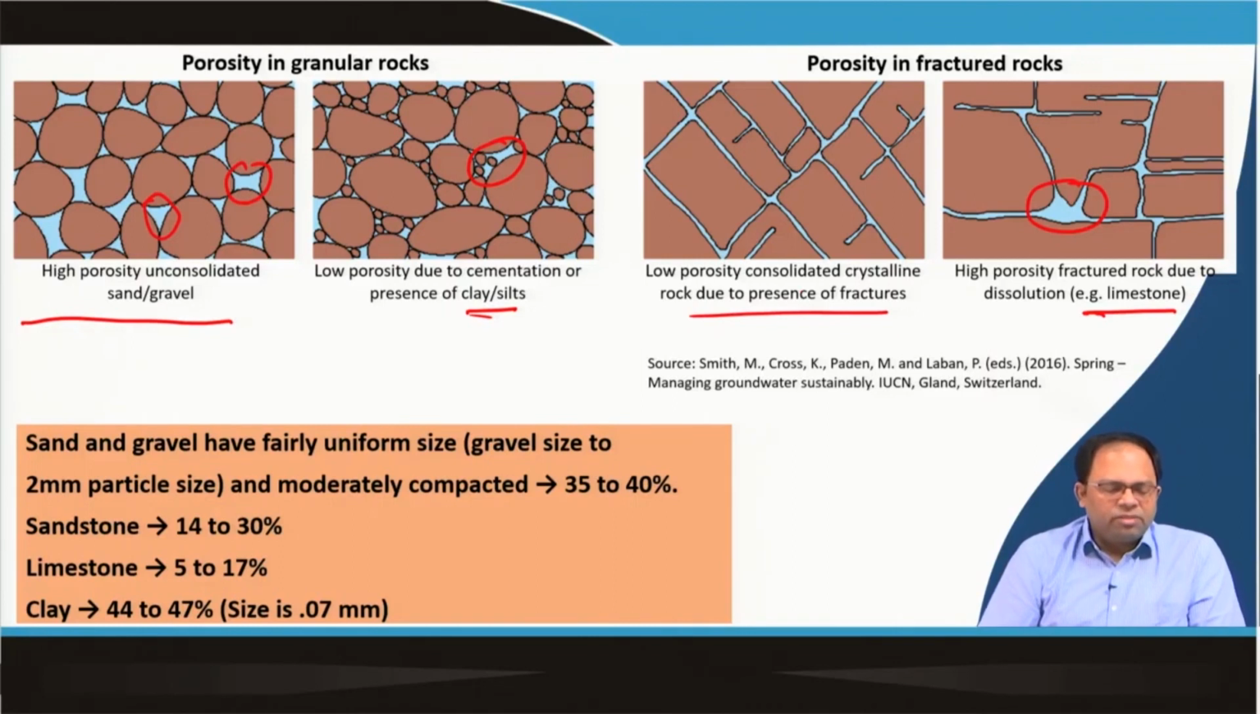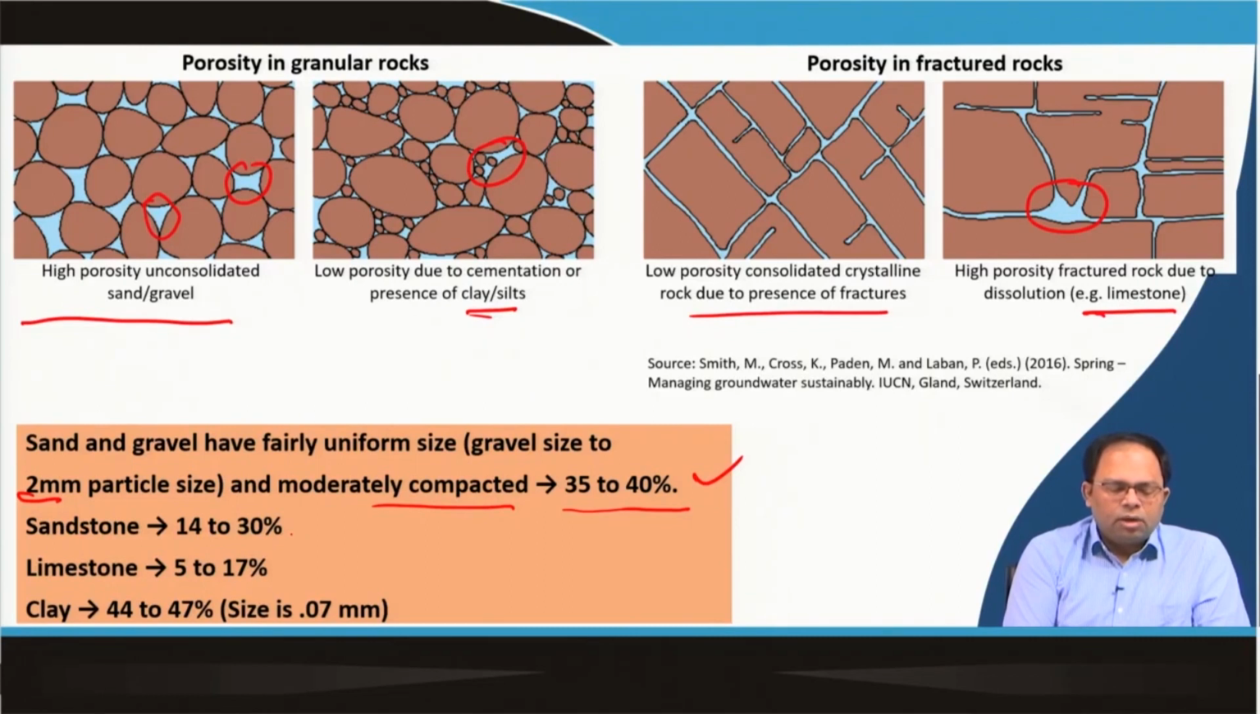So, let us see some of these values. Sand and gravel have fairly uniform size, and as you know, gravel is larger, up to 2 millimeter in size, and sand is a little bit smaller, but coarse sand is around 2 millimeter, fine sand is around 0.5 mm. When these are moderately compacted, we can see porosity levels of around 35 to 40%. So, this is the porosity level of compacted sand and gravel.